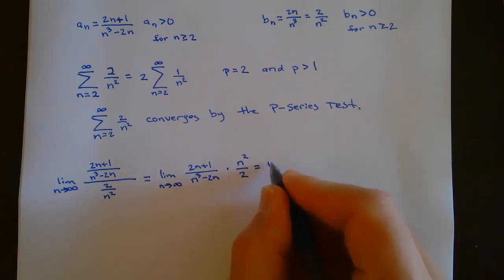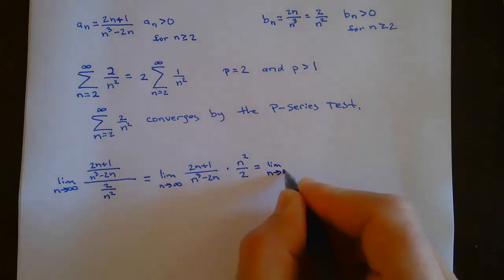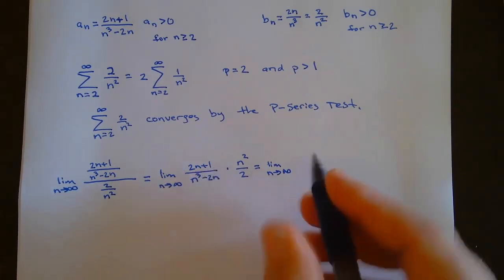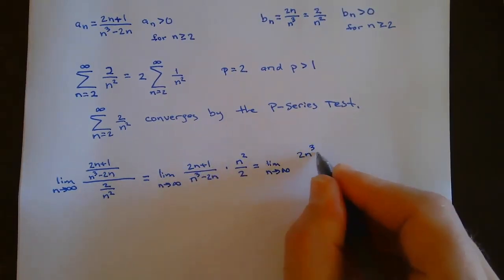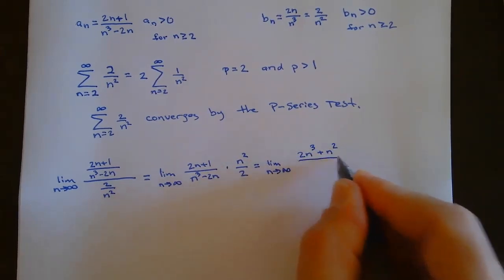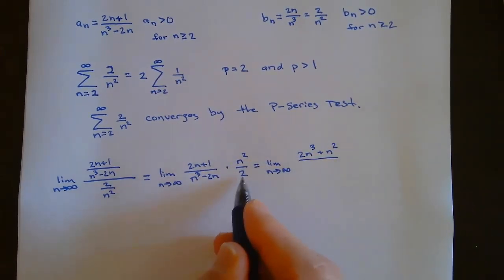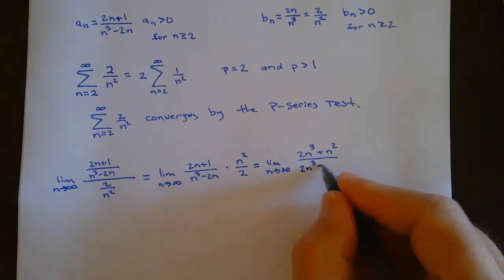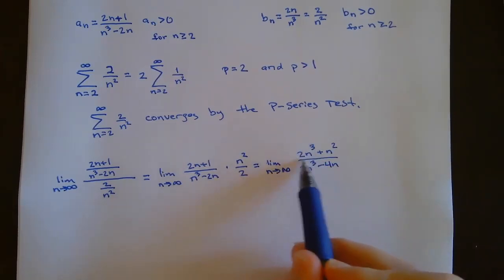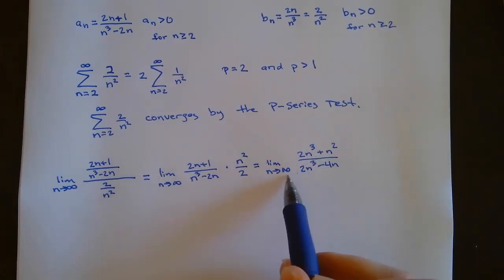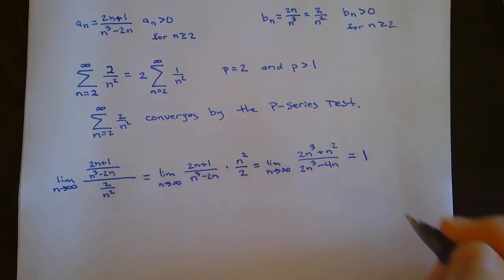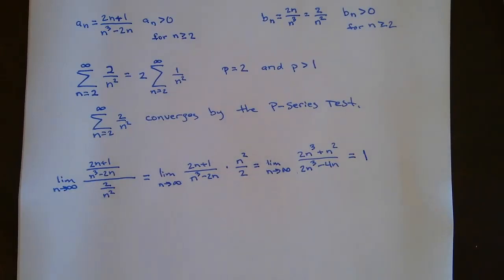So this could be the limit as n goes to infinity of 2n cubed plus n squared over, if we multiply the 2, 2n cubed minus 4n. But what's really important is this 2n cubed and the 2n cubed here. As n goes to infinity, these are going to cancel out and you're going to be left with a limit equal to 1. So we did this limit comparison, and we got a value of 1.